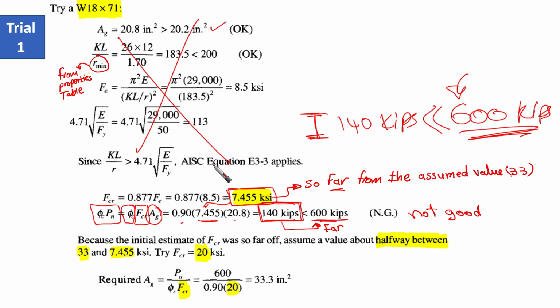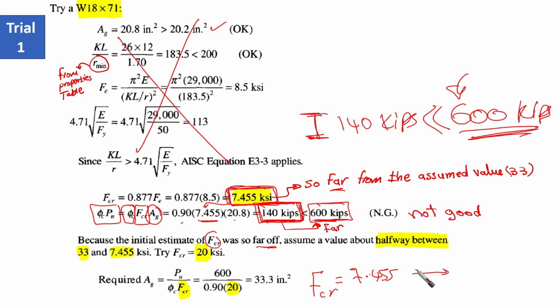Okay, there is a hint here. Our calculated Fcr is so far from the 33, right? So this is why you're going to find that the strength here is so much less than the required ultimate strength, because the initial estimate of Fcr was so far off. In this way, we need to assume a value in between. So now we have 7.455, this is for Fcr.